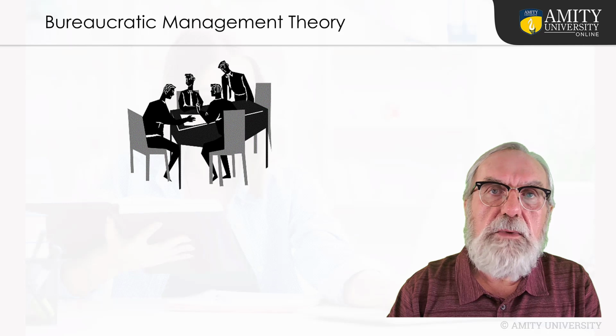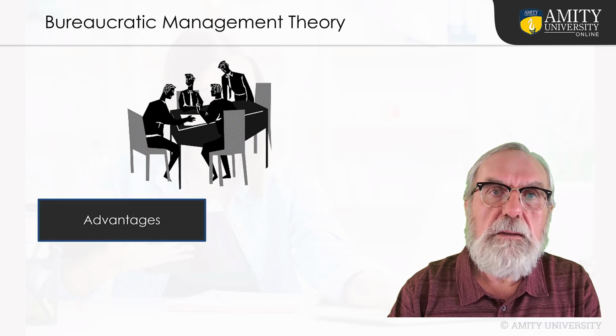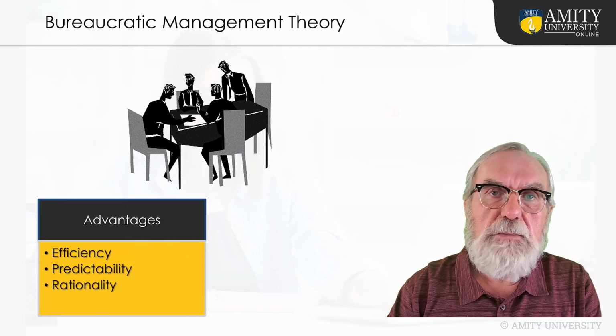There are a number of advantages of bureaucracy: efficiency, predictability, and rationality. Efficiency in the hierarchy, where everyone has their specific job to perform and the roles and responsibilities are clear, can lead to greater efficiency, so people are able to do their job faster and faster as they get better at it. Predictability: having clear rules and procedures enables large organizations to cope with highly complex tasks.